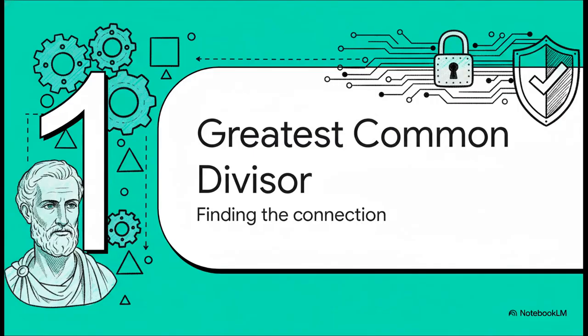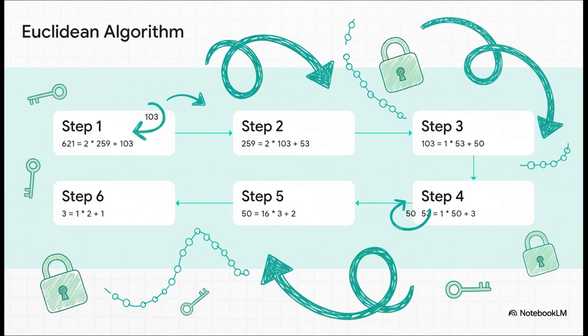Okay, so to crack our puzzle, we need a tool that's, get this, over 2,000 years old. It was invented by the Greek mathematician Euclid. And it's an algorithm, basically just a set of rules, for finding the biggest number that divides into two other numbers without leaving any remainder. And this right here is the Euclidean algorithm in action. It looks a little intimidating, but the process is surprisingly elegant.